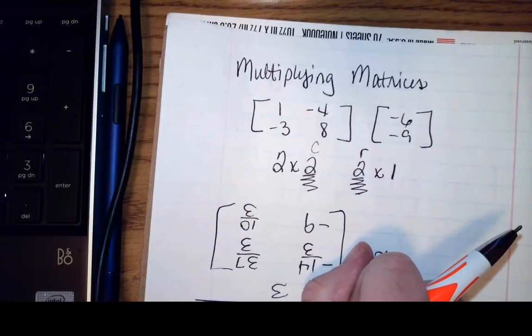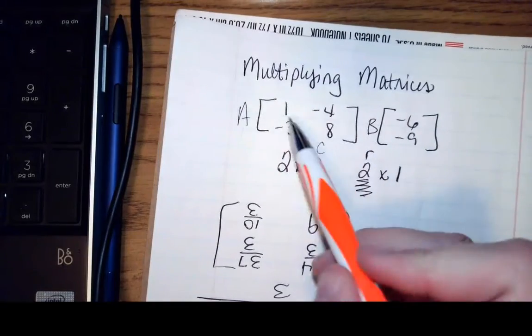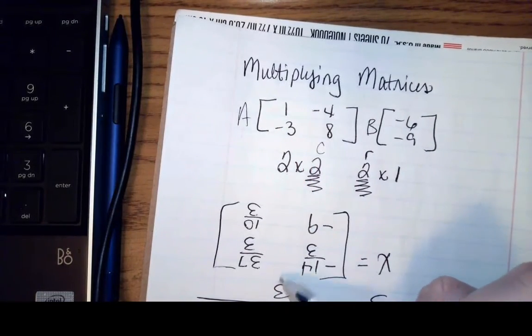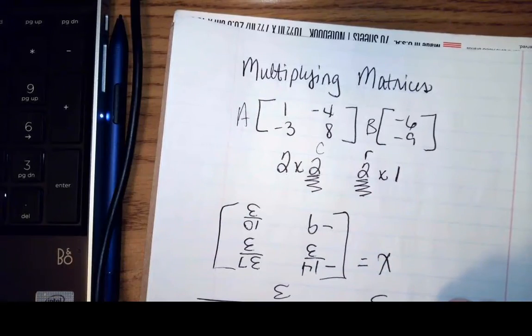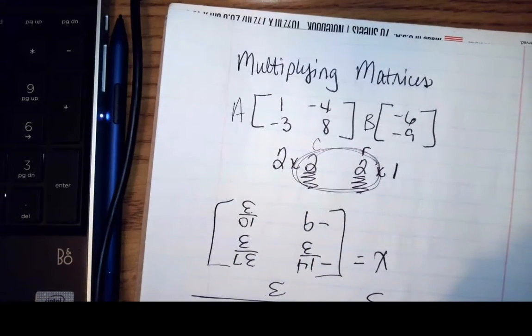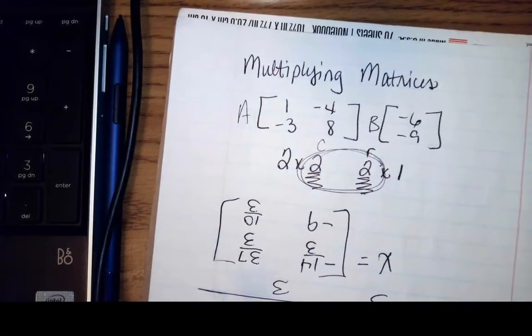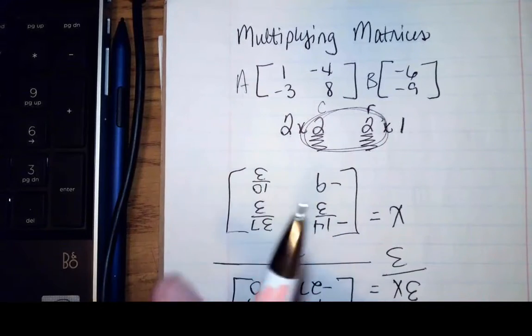Now, here's the deal. It's the weird part. If I were to flip-flop these, and let's just say that this is matrix A and matrix B, I can multiply matrix A times matrix B. I cannot multiply matrix B times matrix A. So write down your dimensions. If the ones that are next to each other are the same quantity, if they're the same number, then you can multiply them.